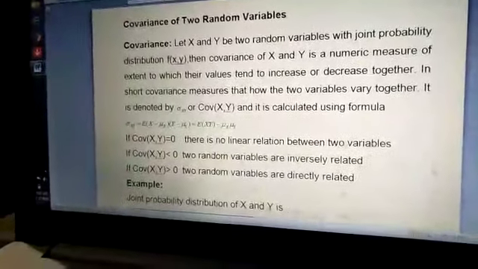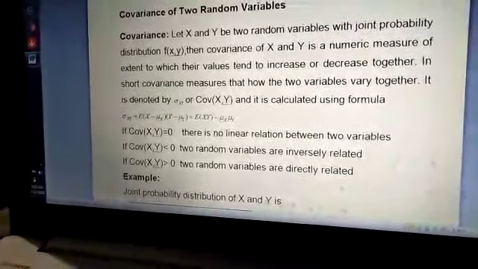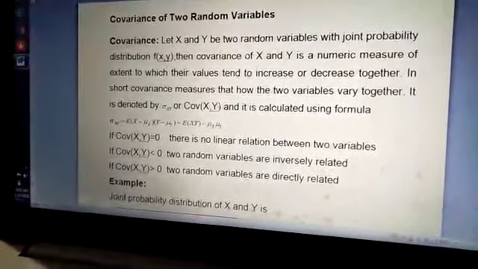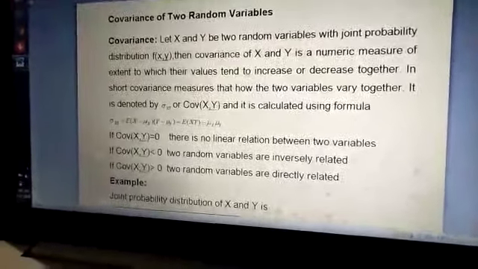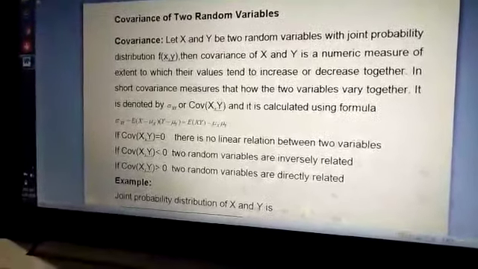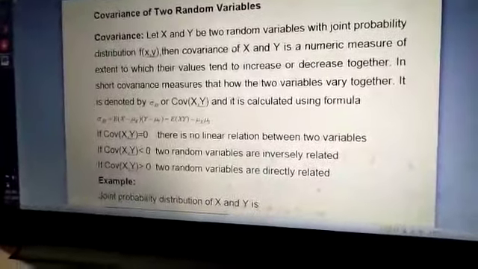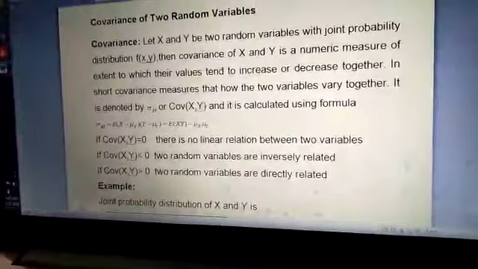If the covariance of xy is less than 0, it would indicate that the two variables are inversely related. Inversely related means that if one variable increases, the other would decrease, meaning they would change in opposite directions. If the covariance of xy is greater than 0, the two random variables are directly related. Directly related means they would change in the same direction. If one variable increases, the other also increases. If one decreases, the other also decreases.